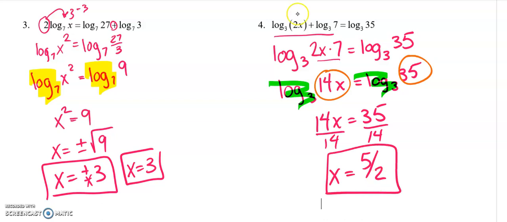Is that legal when we plug it back in? Can I plug in a 5 halves there? Sure. I end up with taking the log of 5. Is that allowed? It is, so we'll keep the 5 halves. But just make sure that on those solving equations, you are checking for those extraneous solutions.